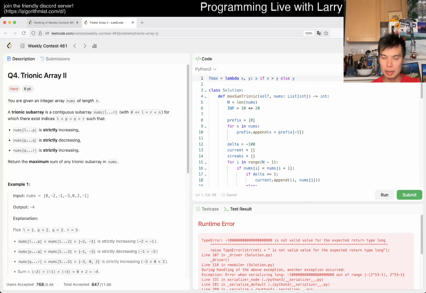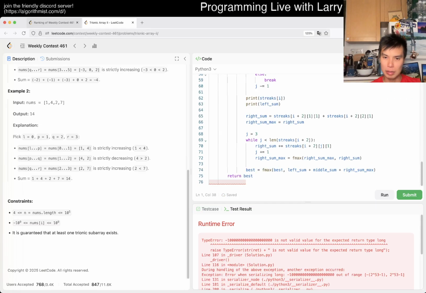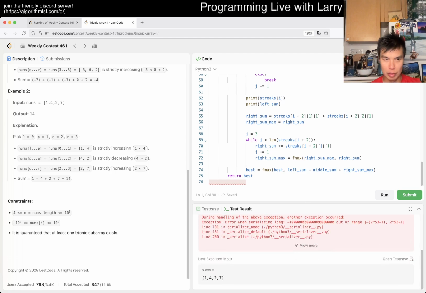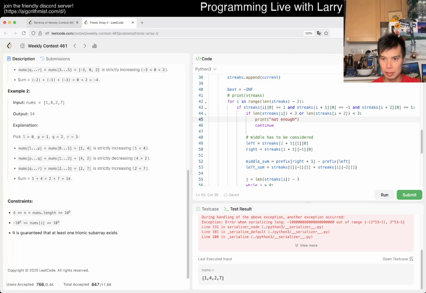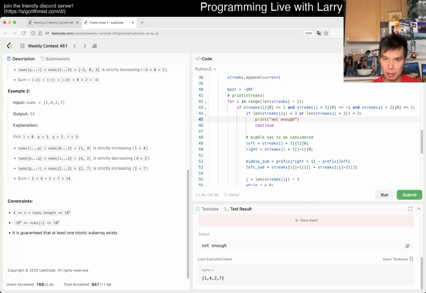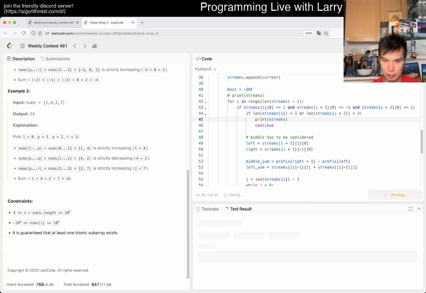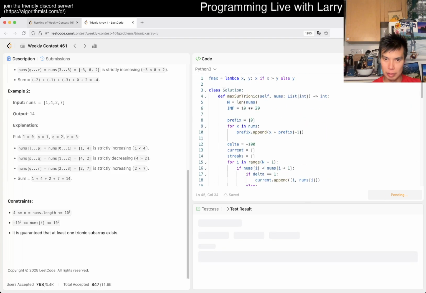That's no good. I did not do it. No, there's always an answer, so I'm doing something wrong. 1427. What is wrong? Do we just not go in? It's less than 3 or less than... not enough. What does that look like? Why does this take so long? Leetcode.